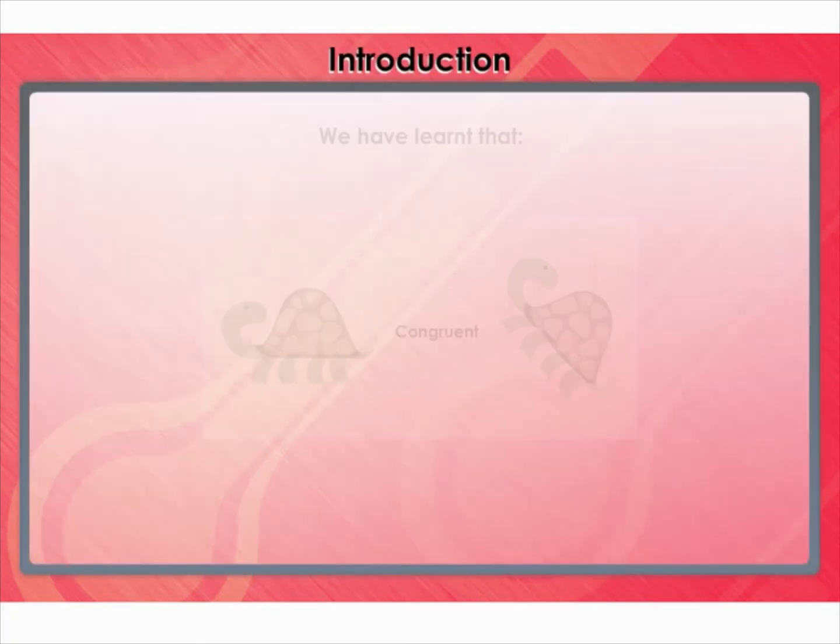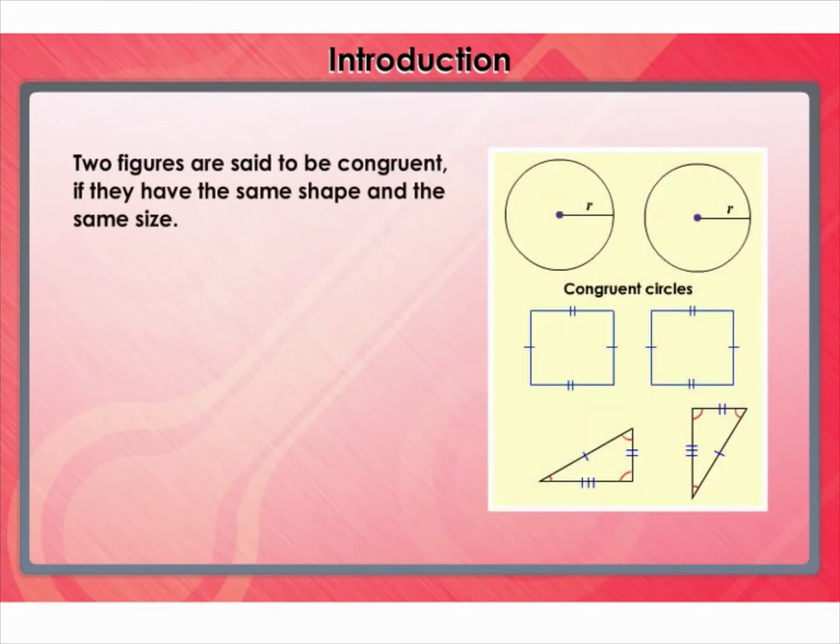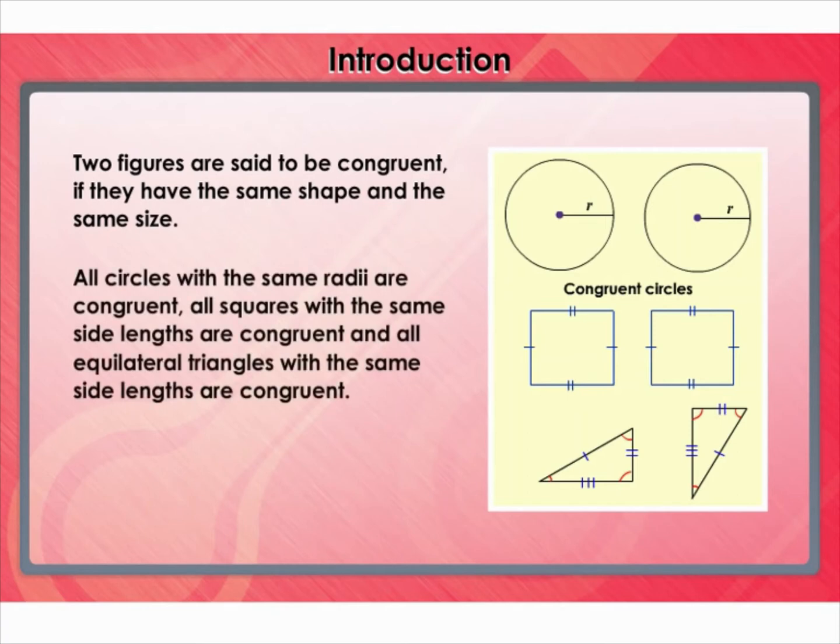Introduction. Let's begin this chapter with a quick recap of what we have learned about triangles in the previous classes. We have learned that two figures are said to be congruent if they have the same shape and the same size. All circles with the same radii are congruent. All squares with the same side lengths are congruent. And all equilateral triangles with the same side lengths are congruent.